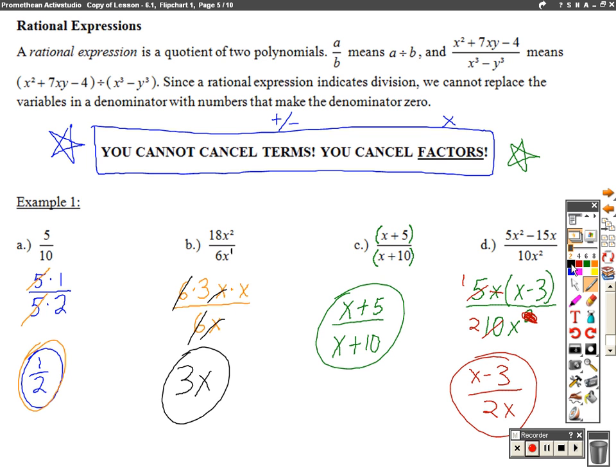And make sure you don't try to cancel these x's. That would be wrong. Even though this x down here is a factor because it's separated by multiplication, this x up here is not. So you cannot cancel it. They both need to be factors.